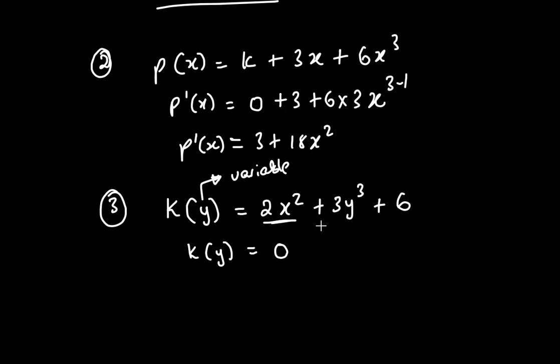Okay? Because the exponent is not 1 there. So I'll have 3 times 3, and then y to the power 3 minus 1. The same way I was doing with x. It's just the same way.